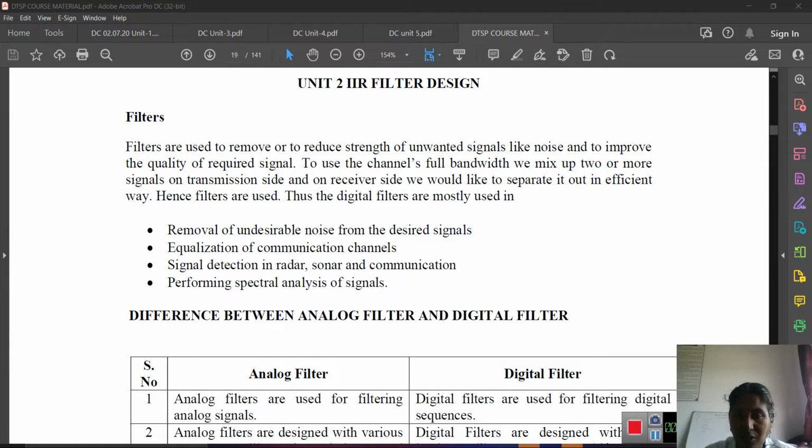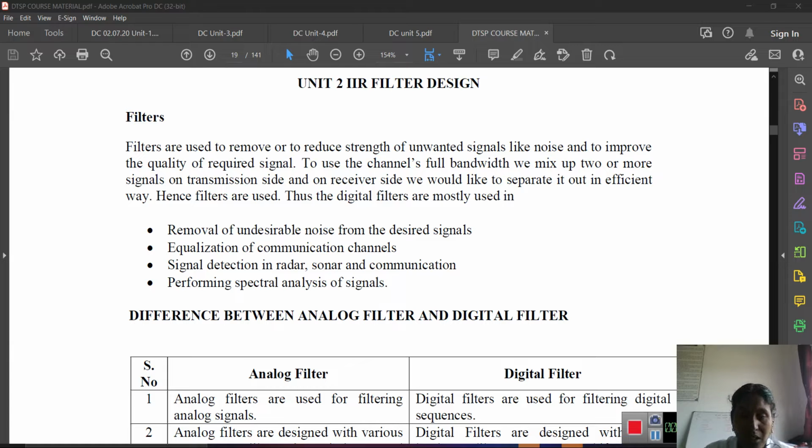Thus digital filters are mostly used in removal of undesirable noise from the desired signal, equalization of communication channels, signal detection in radar, sonar and communication, and performing spectral analysis of signals.